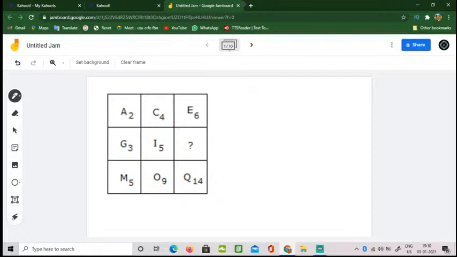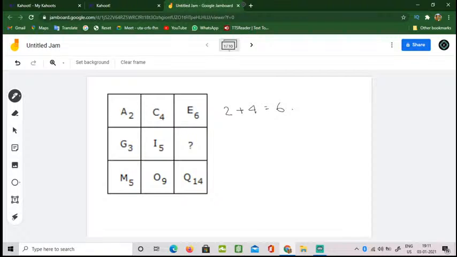In the first row, if you see here, the sequence is after writing A, we are skipping the B and we are writing C, and we are skipping D and we are writing E. And the number sequence is 2 plus 4 equals to 6.